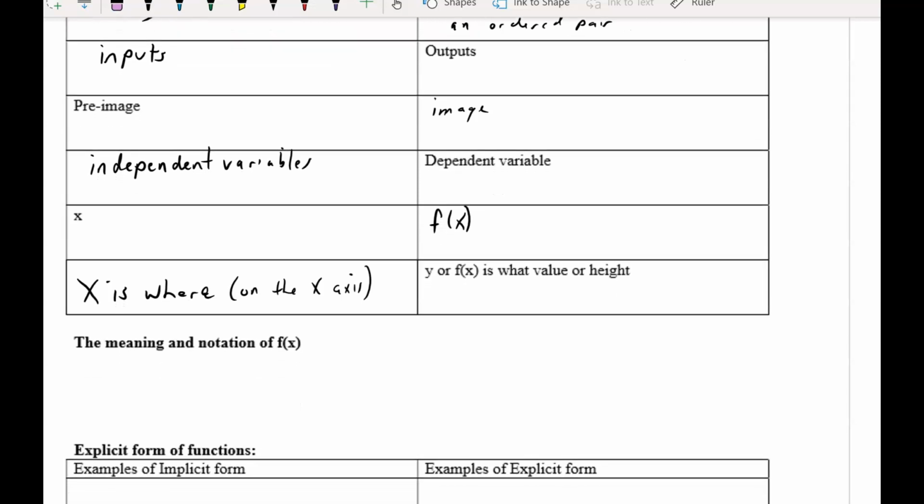Okay, the meaning of f of x, just to make sure you are up to speed on this notation: it reads as f of x. It's not f times x. And f is the name of the function. So if this were g of x, g would be the name of the function.